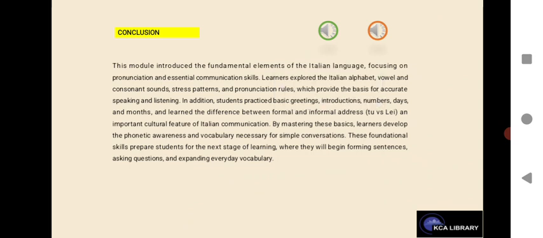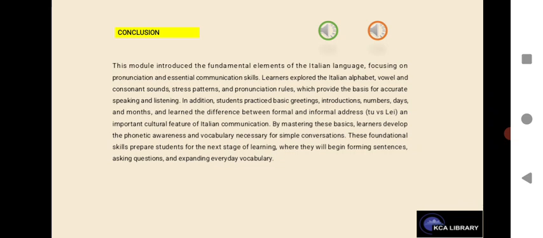This module introduced the fundamental elements of the Italian language, focusing on pronunciation and essential communication skills. Learners explored the Italian alphabet, vowel and consonant sounds, stress patterns, and pronunciation rules, which provide the basis for accurate speaking and listening. In addition, students practiced basic greetings, introductions, numbers, days, and months, and learned the difference between formal and informal address, tu versus lei.